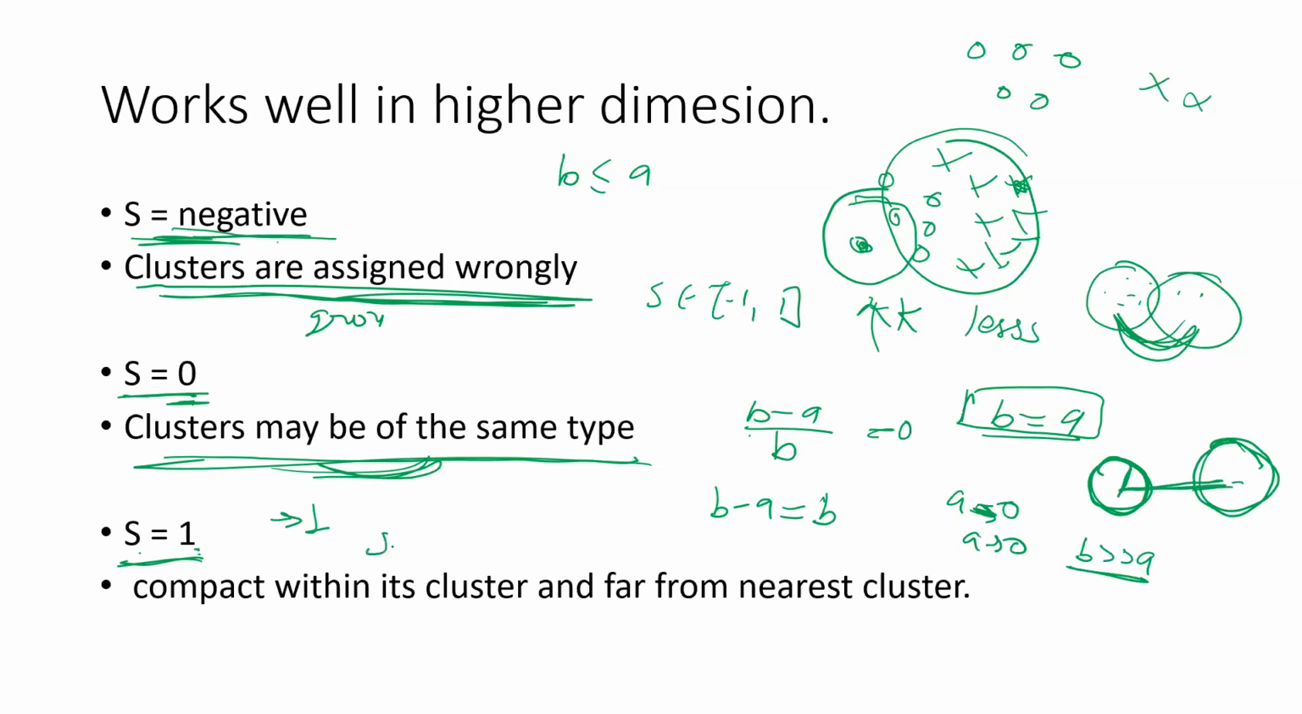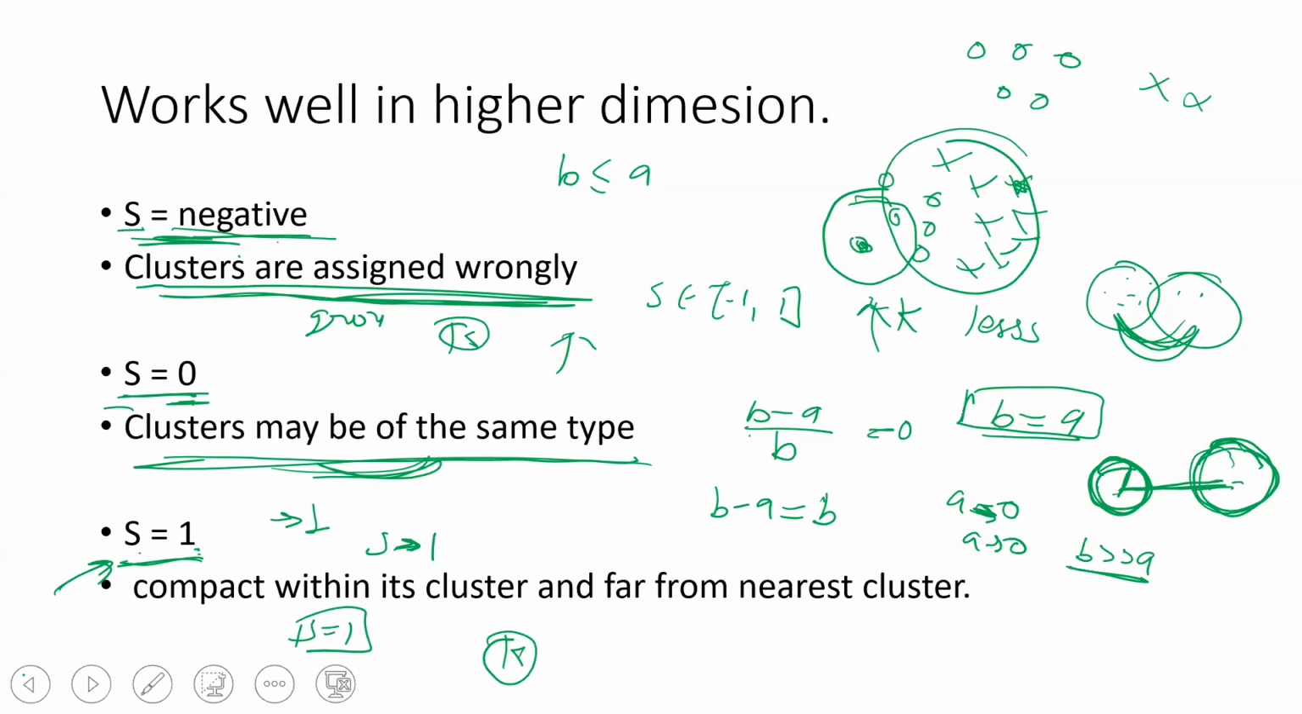If S is close to 1, it makes sure that your clusters are very well packed and the nearest clusters are very well apart. So you want S to be 1. That's how you choose your K. You start with some random K, you find the value of S. If it is negative, you keep on increasing K. You try different candidates for K, and you select the K which gives the value close to 1. So that is what I mean by the silhouette method.